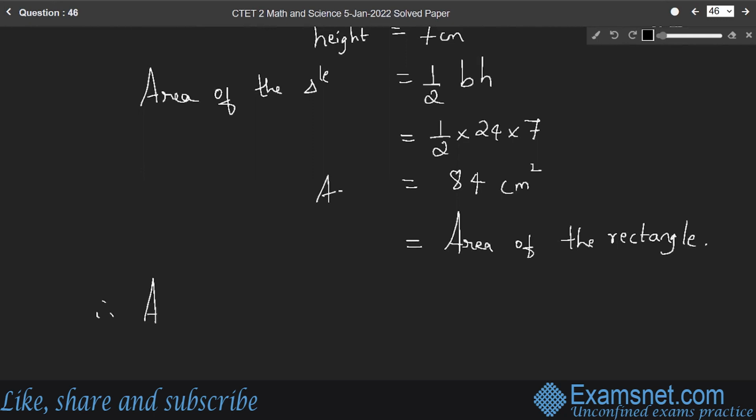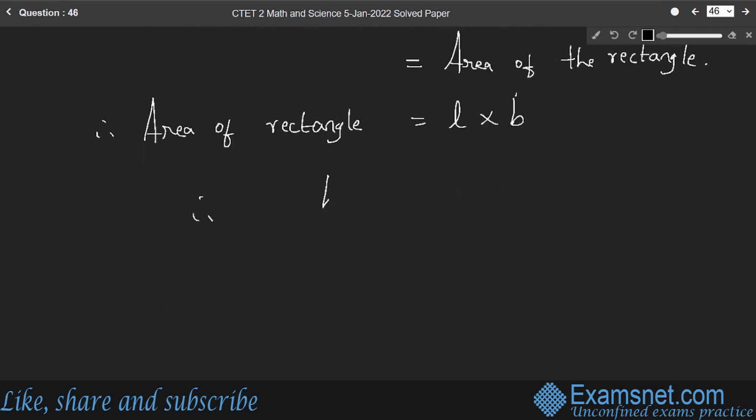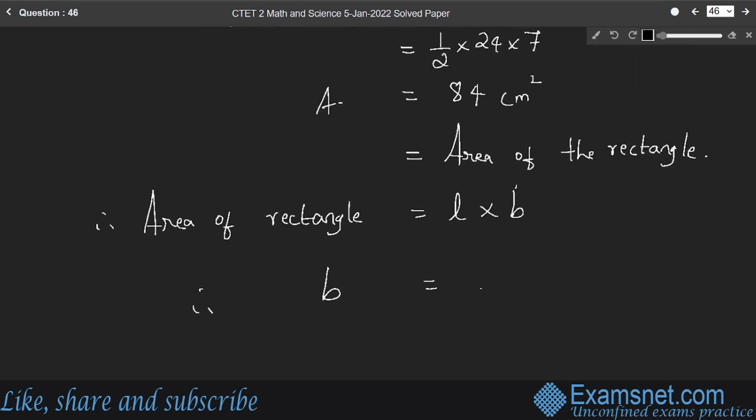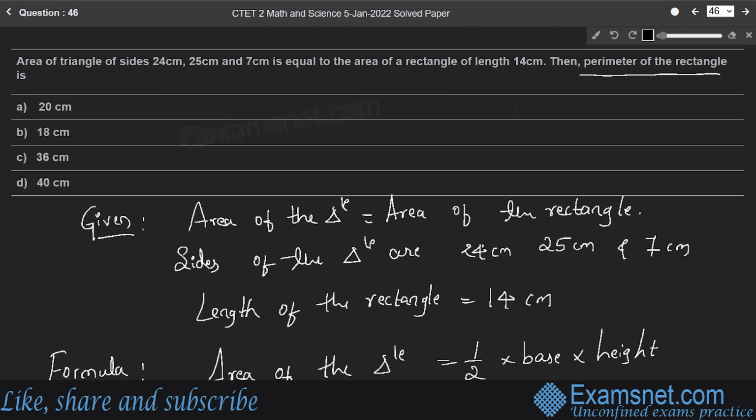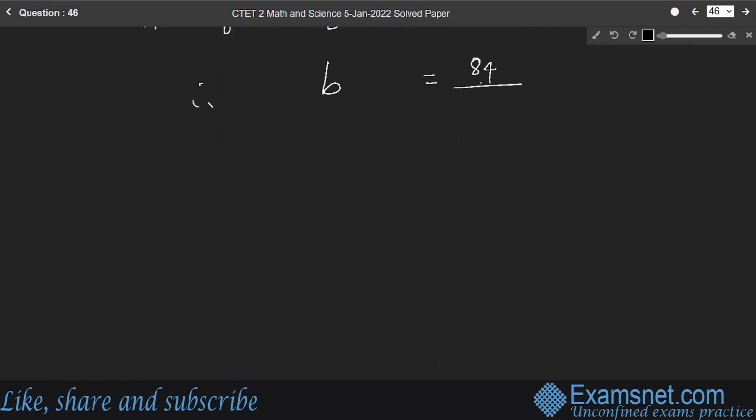Therefore, area of the rectangle is equal to product of its length and breadth. Therefore, breadth of the rectangle is equal to area, which is equal to area of the triangle, 84, divided by its length, which is given, that is 14 centimeter. 84 divided by 14, that is 6 centimeter. Breadth of the rectangle is 6 centimeter.